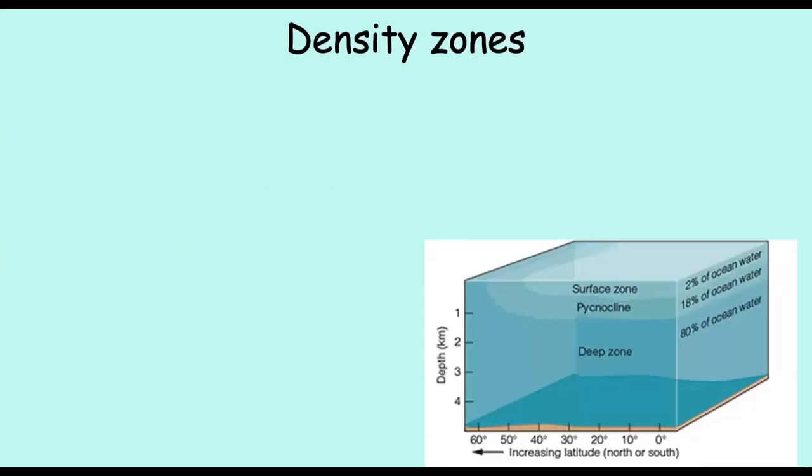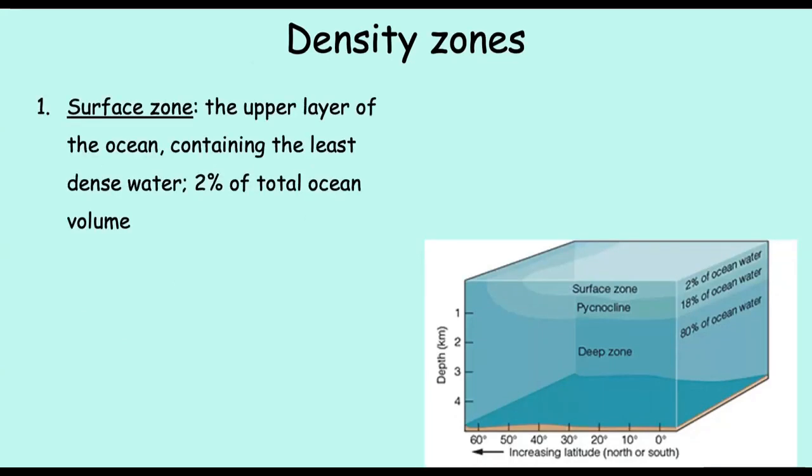We can divide the water column into density zones. The surface zone, which is the upper layer of the ocean containing the least dense water. It's about 2% of the total ocean volume.